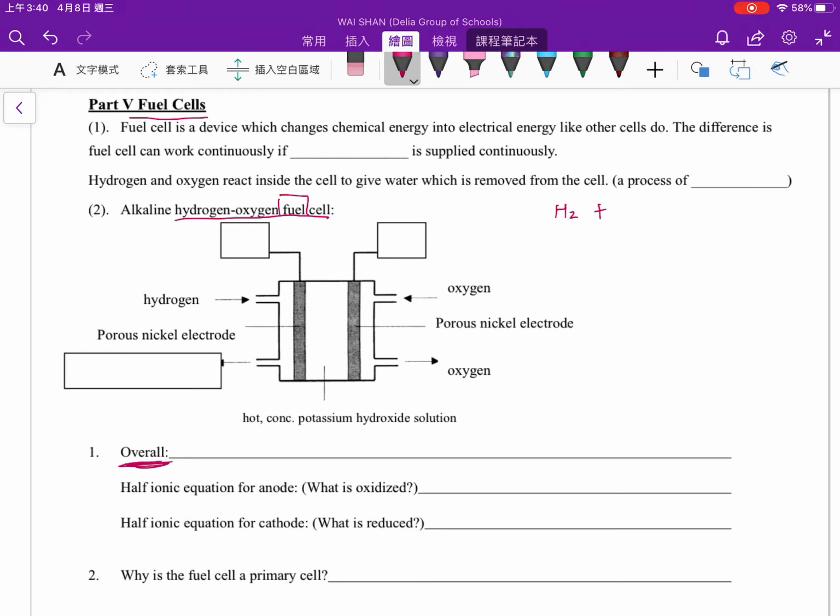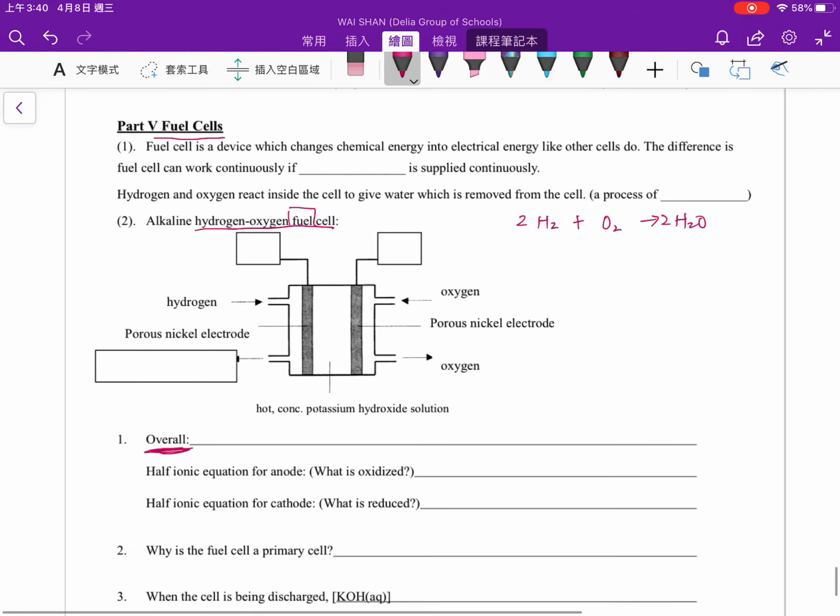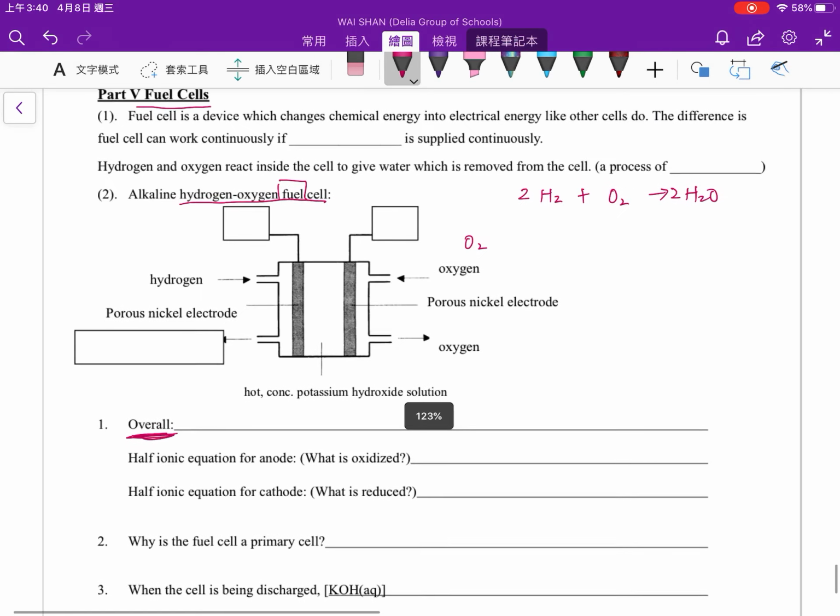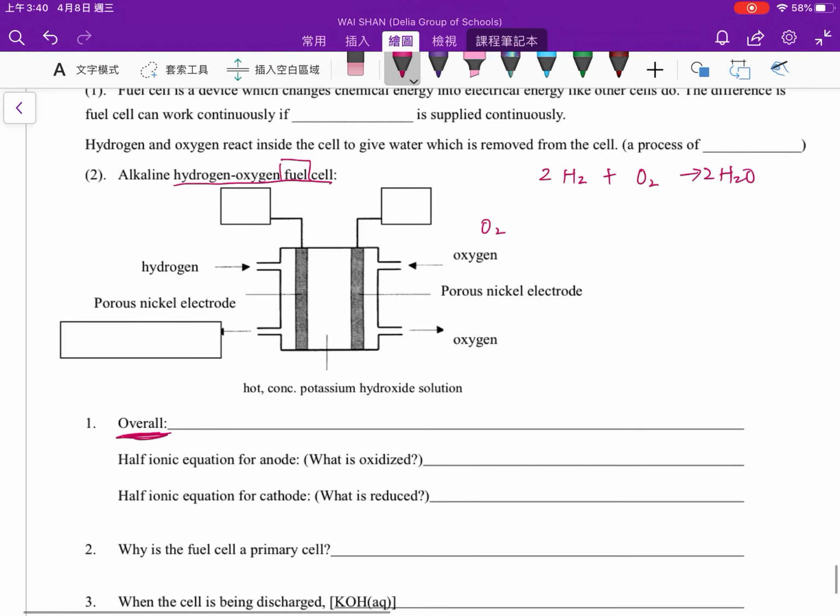For example, this one is a hydrogen fuel cell, right? So the overall chemical equation is just the reaction between hydrogen and oxygen becoming water. Of course, you need to balance it. And then we will consider the half equations. For example, oxygen. What do you think oxygen will change to? As you can see, water is the only product, so oxygen will change to water.